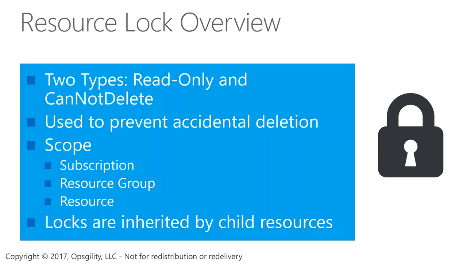So again, the purpose of these are not really security related per se, because if I have rights, I can remove a lock. The goal of it is to cause an administrator to maybe take a second look or make certain that they're deleting the right resource. This is an additional step. I'd have to remove a lock before I'm able to delete a resource. And again, the scope is just like role-based access control and just like policies. I can apply locks at the subscription, resource group, or resource level, and locks are inherited by child resources.